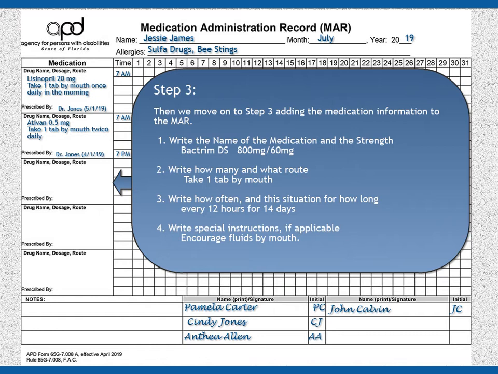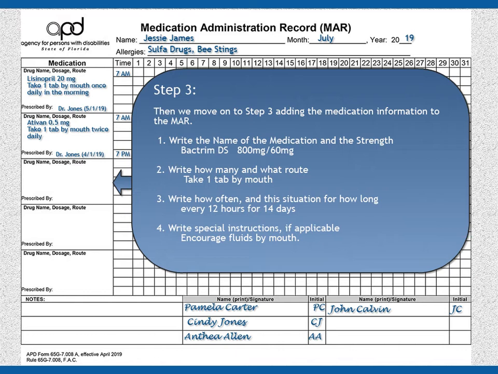1. Write the name of the medication and the strength. Bactrim DS, 800 mg/60 mg. 2. Write how many and what route. Take 1 tab by mouth. 3. Write how often and in this situation for how long. Every 12 hours for 14 days. 4. Write special instructions if applicable. Encourage fluids by mouth. We finish entering the information by completing steps 5 and 6.